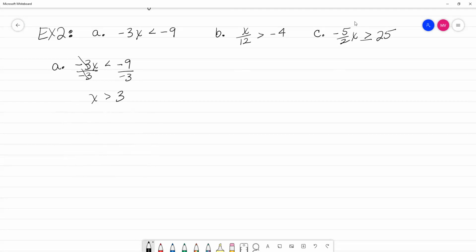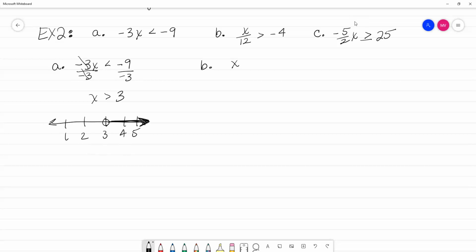All right, let's do B. They want us to graph it. I think we're good with that. We know that x needs to be a number greater than 3, but I'll go ahead and graph it for you. All right, 1, 2, 3, 4. All right, so it does not include 3, and it's any number greater than, which we can test that out and find out that it's true.